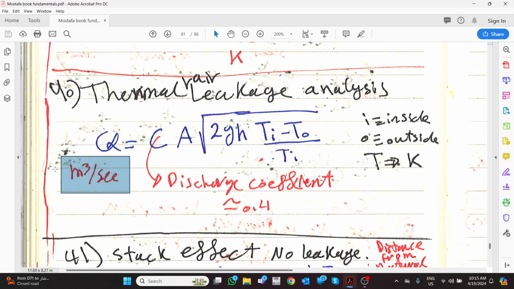Why does the flow rate get lower afterwards? Because the temperature of the smoke at the top layer gets less. So from here, the flow rate gets less. So it will be fluctuating like this.